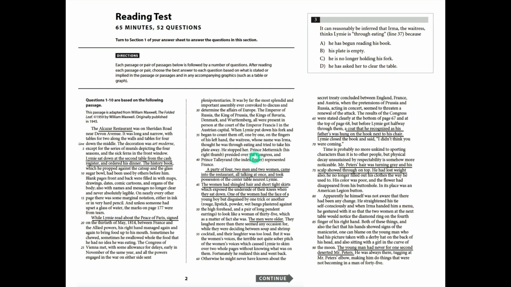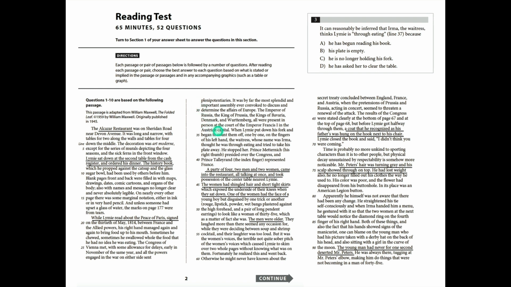So we did what we needed to. We started a little bit beforehand to really make sense of what's going on in line 37. What happened is that Irma, the waitress, thought he was through eating and tried to take his plate away. Why? Because Limey put down a fork and began to count them off one by one on the fingers of his left hand. Whatever that refers to in the preceding sentence.